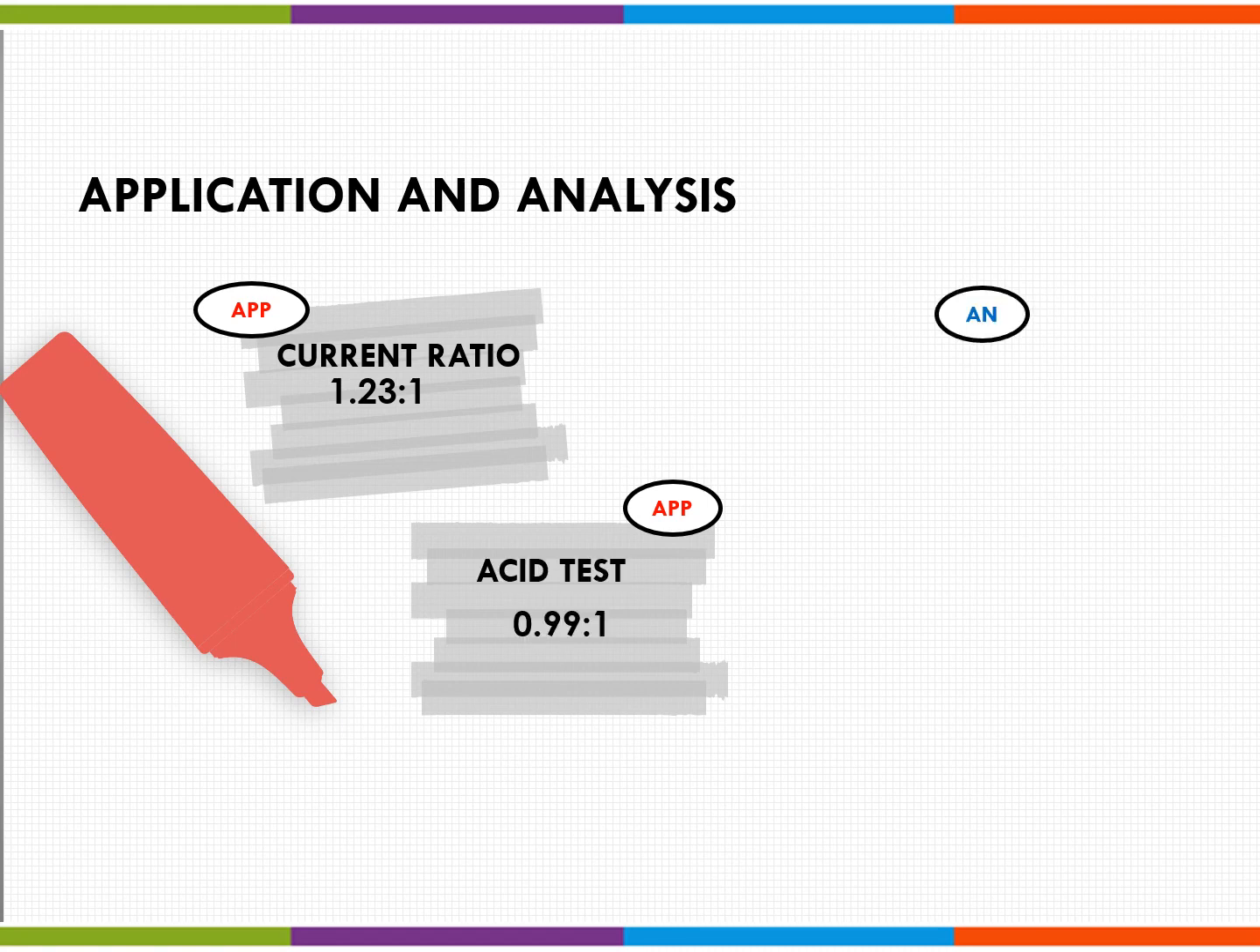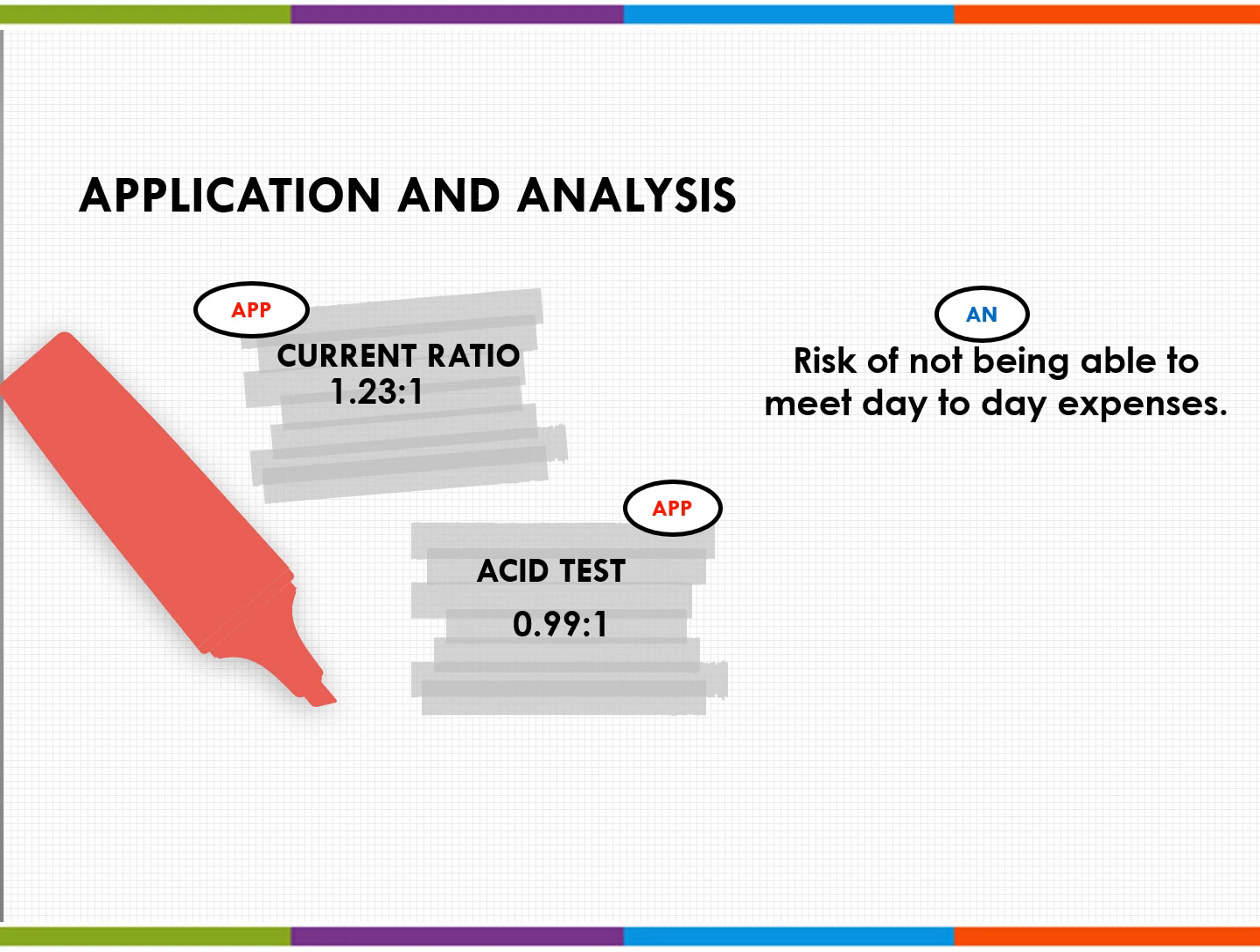Let's consider how we would use this information to develop a line of argument. If a business had to repay its current liabilities quickly, it may be at risk of not being able to meet day-to-day expenses. This is a threat to the survival of the business. Elliott's has an acid test ratio of 0.99 to 1, meaning that it only has 99 pence in current assets, excluding inventory, for every £1 it owes.